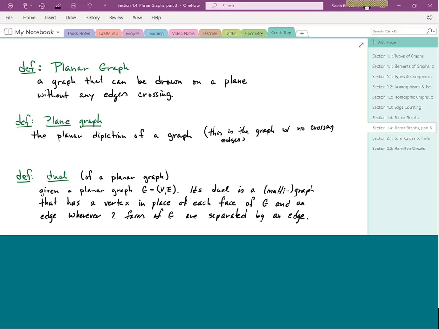Now, if you redrew your graph and it now has no crossing edges, that's then called the plane graph, or a planar depiction of your graph. In other words, it's the graph you started with, but you redrew it. There's your plane graph. Now, if your graph starts off with edges that are not crossing, automatically it would be both a planar graph as well as a plane graph.